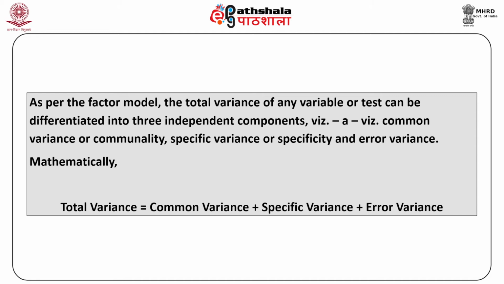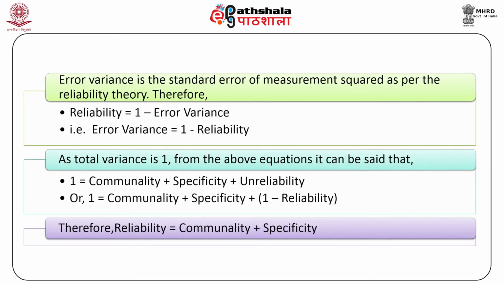As per the factor model, the total variance of any variable or test can be differentiated into three independent components, namely common variance or communality, specific variance or specificity, and error variance. Mathematically, total variance is equal to common variance plus specific variance plus error variance. Error variance is the standard error of measurement squared as per the reliability theory. Therefore, reliability is equal to 1 minus error variance. Error variance is equal to 1 minus reliability.